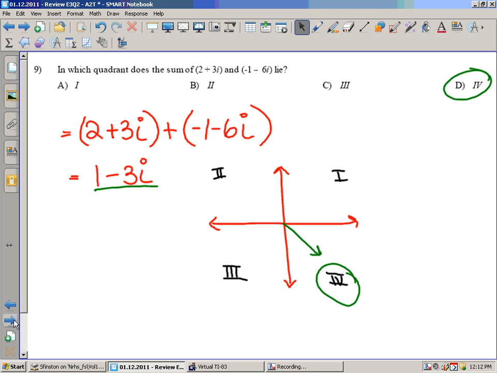In which quadrant does the sum of these two complex numbers lie? Well, take these two numbers, add them together. That's pretty easy at this point. You get 1 minus 3i. That means that you go plus 1 this way, and you go minus 3i this way.